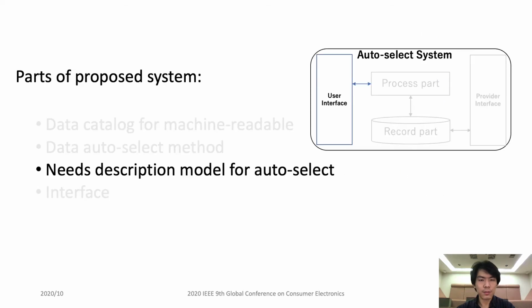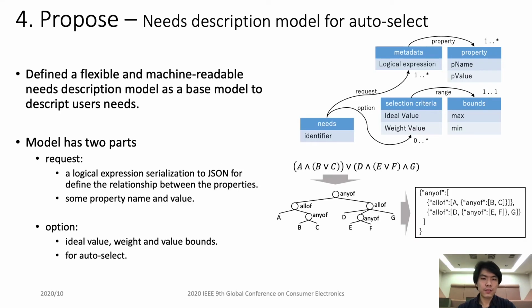The third part of the proposed system is the needs description model for auto-select. We define a flexible and machine-readable needs description model as a base model to describe users' needs. This model has 2 parts. The request part is used for search. It has some property names and values, and a logical expression. The logical expression is used to describe the relationship between the properties. It uses any of, all of, and not, as defined in JSON schema. This makes it possible to serialize the logical expression to JSON.